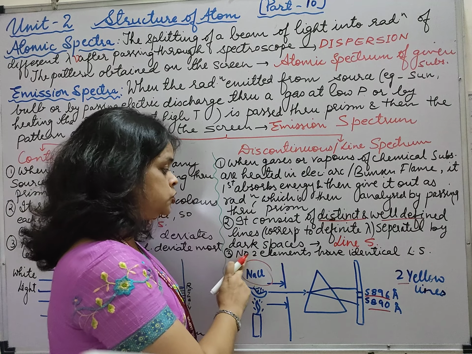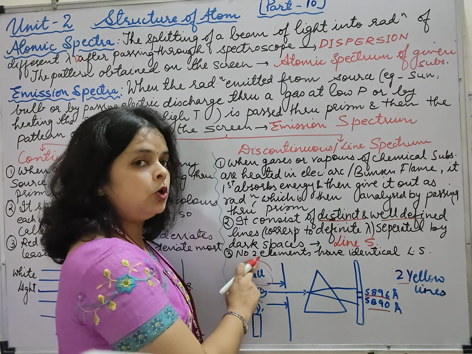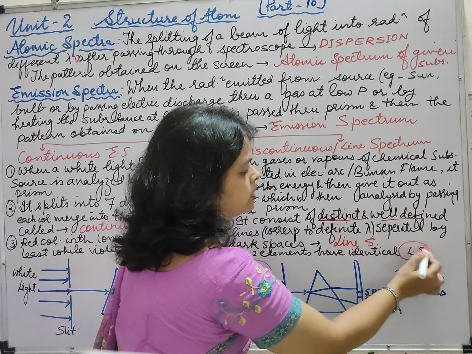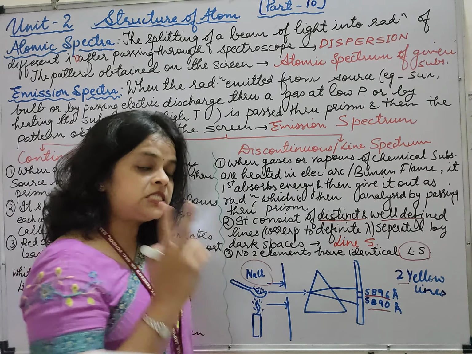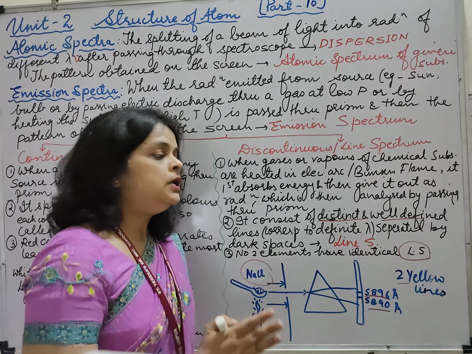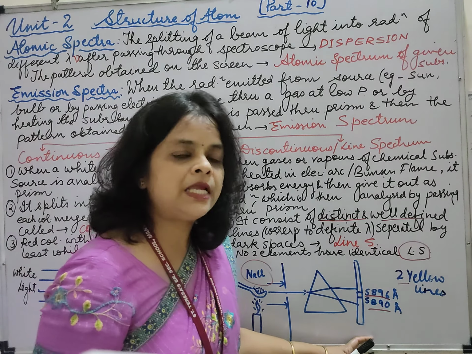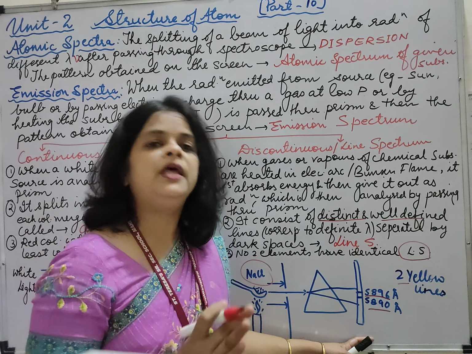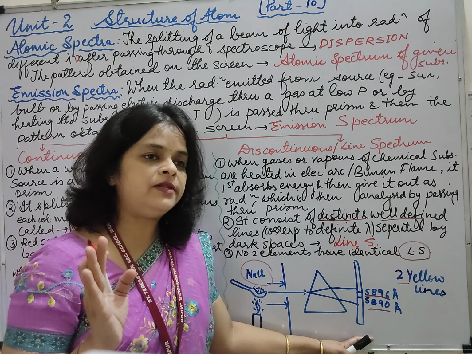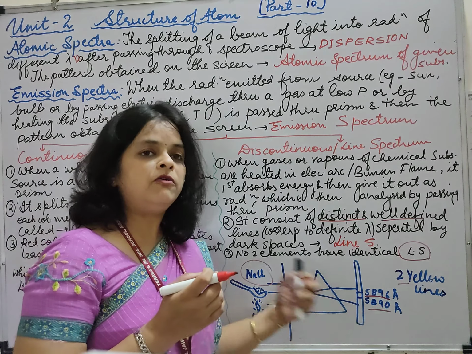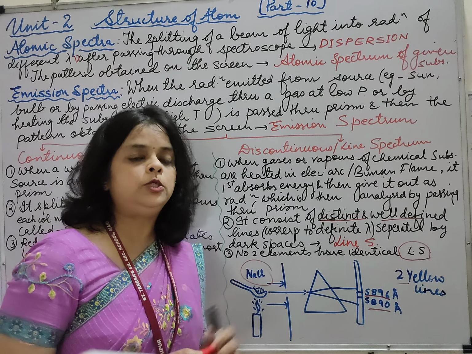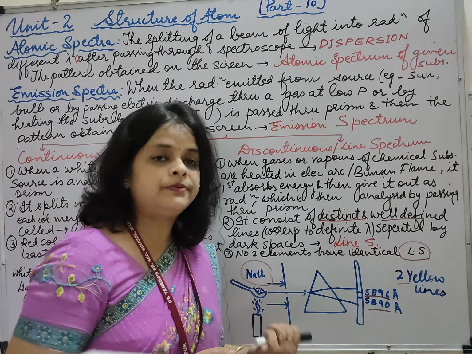Okay. Now, no two elements have identical line spectrum. ये बहुत important point है students. किसी भी दो elements का line spectrum कभी भी same नहीं होगा, because they are having different energy level. They do not have identical energy levels. So line spectrum of the elements of the substances is used as a fingerprint to identify the particular substance.